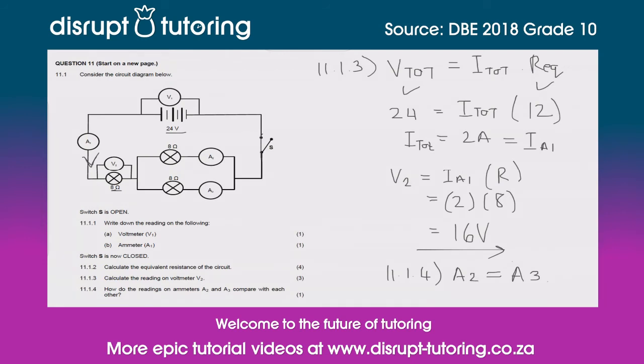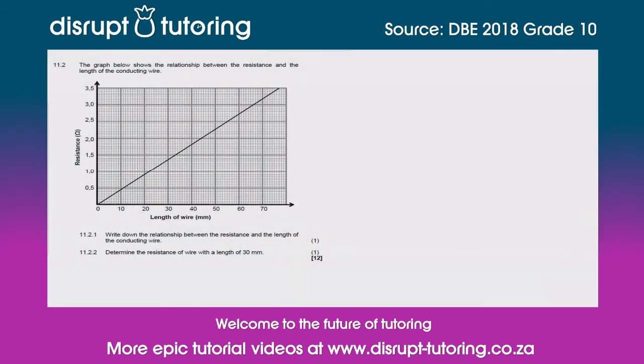Great, and there's the second part to this question, which I will show you now. It says, the graph below shows the relationship between the resistance and the length of a conducting wire. As we can see here, here's resistance and here's the length of the conducting wire. It is a straight line relationship and it's pretty proportional. And as you can see here, as wire length is increasing, so is resistance. So the first question is, write down the relationship between the resistance and the length of the conducting wire.